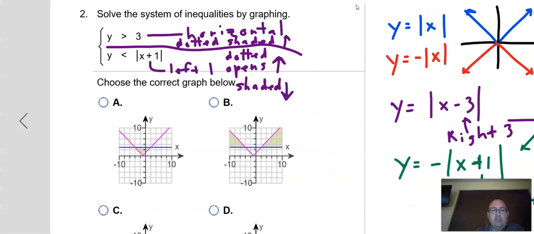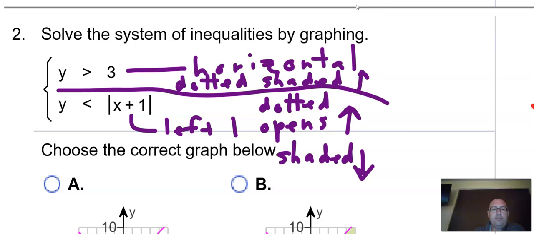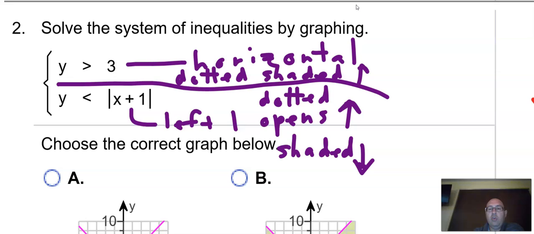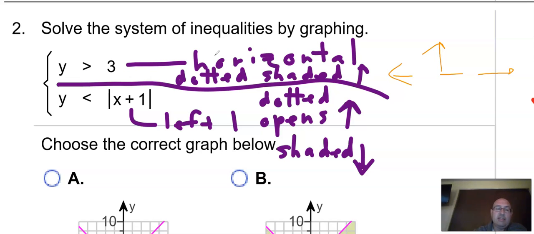Okay, for this particular example, we have a horizontal line. It's a dotted line, and it's got to be shaded up. Okay, so we know that much. Dotted line shaded up. Then we've got a V shape that opens up, but it's been shifted to the left one. It's a dotted boundary V, and it opens up, but it's shaded below because we want y as less than. Okay, so let's take a look at putting all those pieces together.